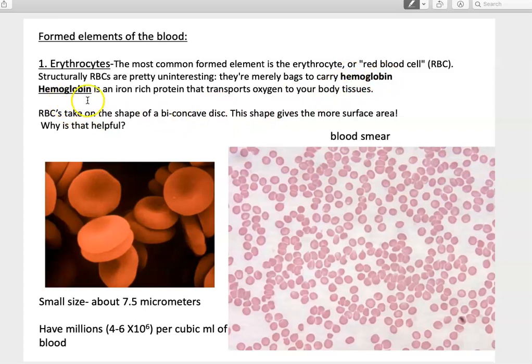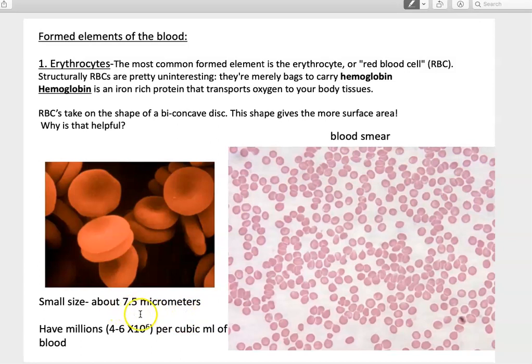You've all heard of hemoglobin. Hemoglobin's an iron-rich protein. Its job is to transport oxygen to your body tissues. So why do we have our red blood cells biconcave and not just round? Well, this shape gives more surface area. In anatomy, we've talked about surface area a lot. Now, why would this be helpful to have more surface area on these red blood cells? Because the more surface area you have, the more hemoglobin you can carry. The more hemoglobin you can carry, the more oxygen you can carry.